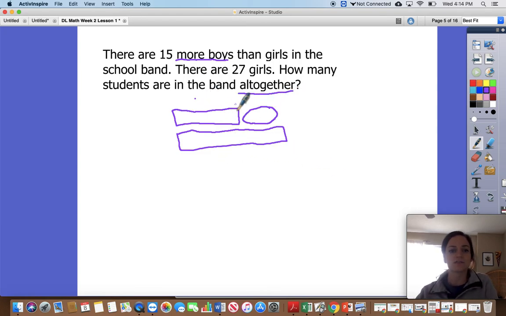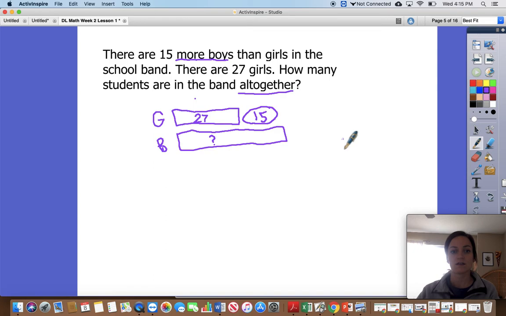Okay, first things first, I got to decide. So I drew my comparison bars. Now I have to decide who has the most and put their label by the biggest bar. There are 15 more boys than girls. So I know that there's more boys. I'm going to put B for boys. And then there's girls, okay? Now I'm just going to fill in what I know. There are 27 girls. So I'm going to put how many girls there are. And there's 15 more boys than girls, but I don't know how many boys I have yet.